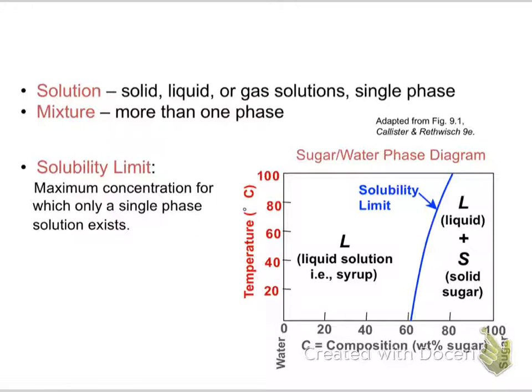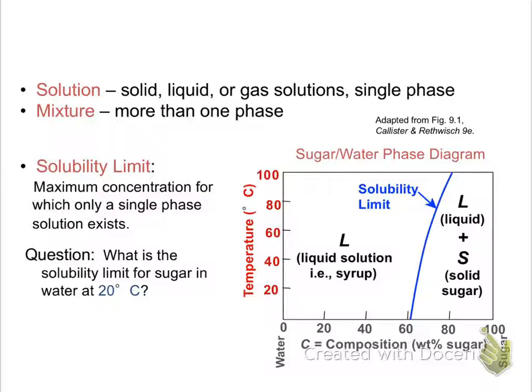I'm going to take this another step. The line that separates these two regions represents the solubility limit. It's the maximum concentration for which only a single phase of solution exists, okay? So what we can do is look at the next question, which is what does this mean? What is the solubility limit? Like how much sugar can water hold, or this liquid syrup hold, in water at 20 degrees Celsius?